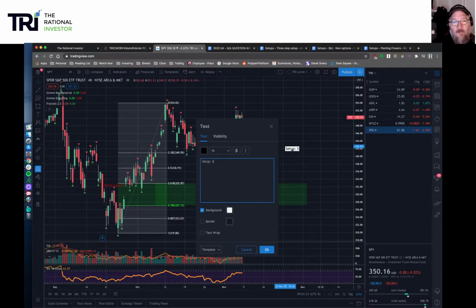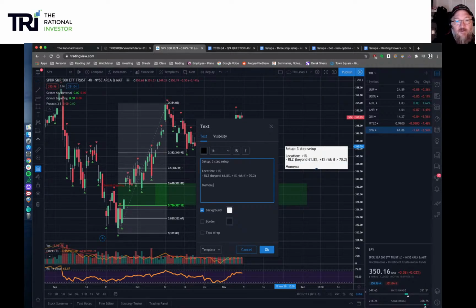So setup, 3-step setup, location. What I'm saying is RLZ beyond 61.8%, plus 1% risk if greater than 70.2. Okay, so how I'll do it is I put plus 1% under location.